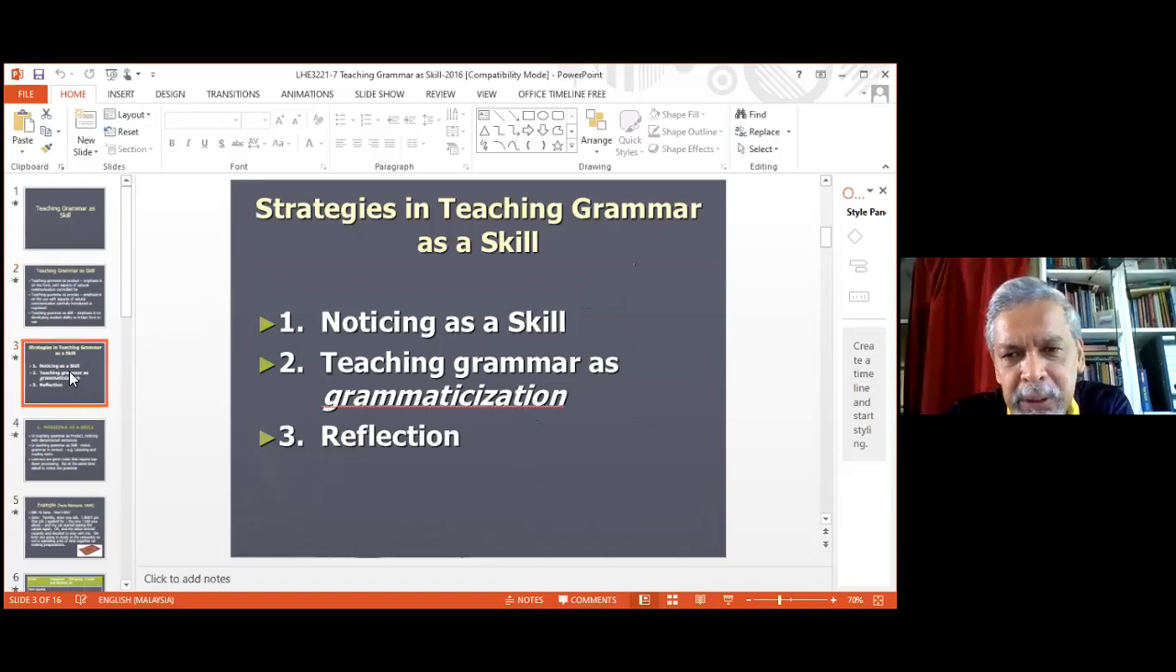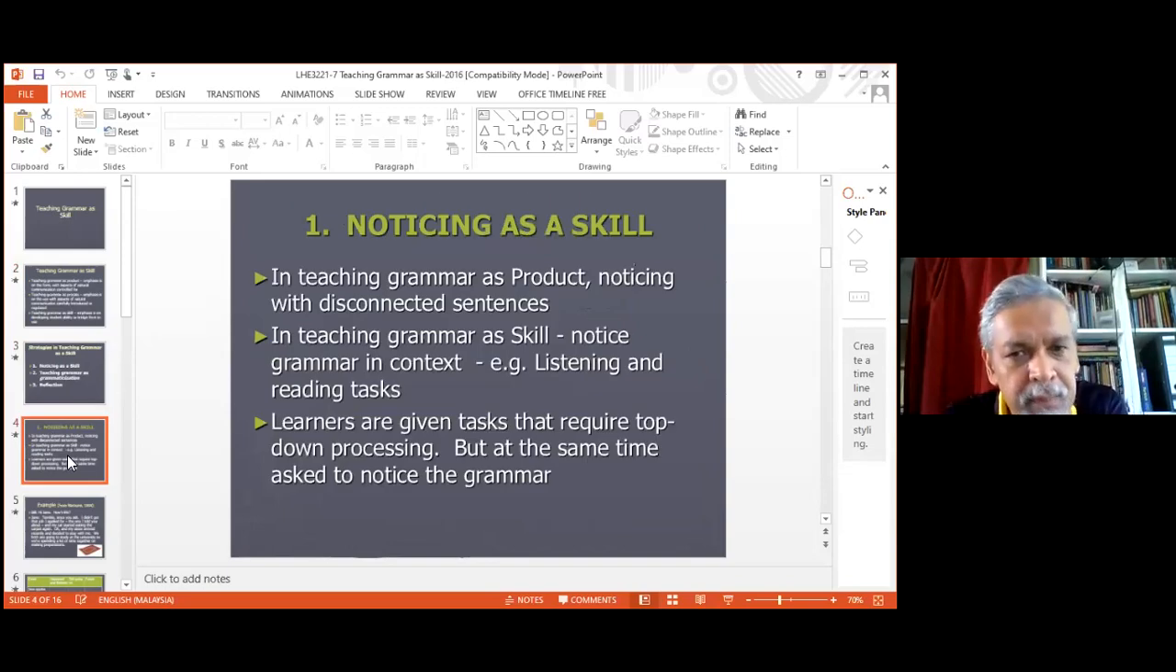Number one is noticing as a skill. Number two is teaching grammar as grammaticization. And number three is reflection. Three strategies. The first one is noticing as a skill.